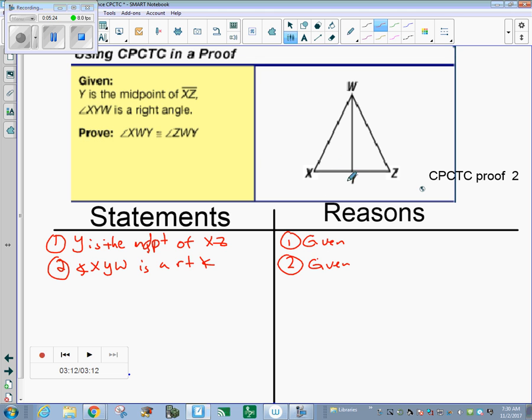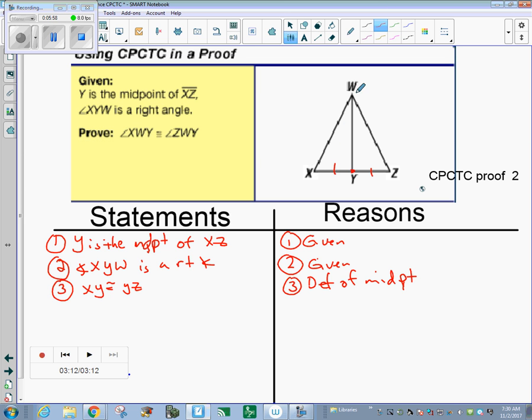So let's look at what we got here. Y is the midpoint of XZ, and XYW is a right angle. All right, so I'm going to start with the midpoint information here. And I know that a midpoint is the middle point of a segment. It cuts the segment into 2 equal pieces. So XY is congruent to YZ, and it's not a bisector. It is the definition of midpoint, because that's what they told me. Definition of midpoint, so I now know this and that.